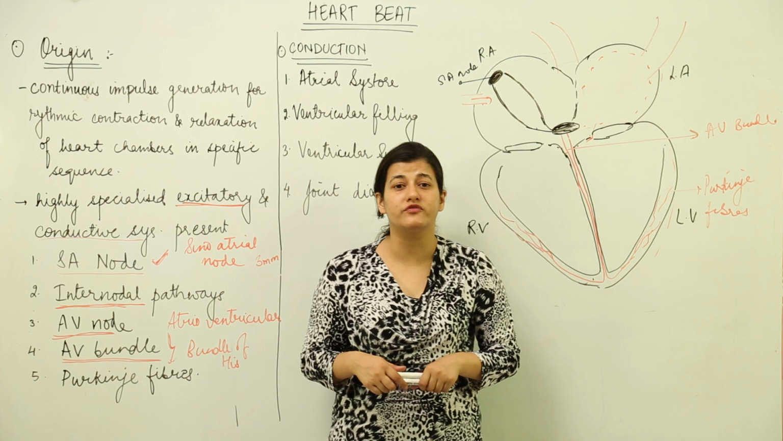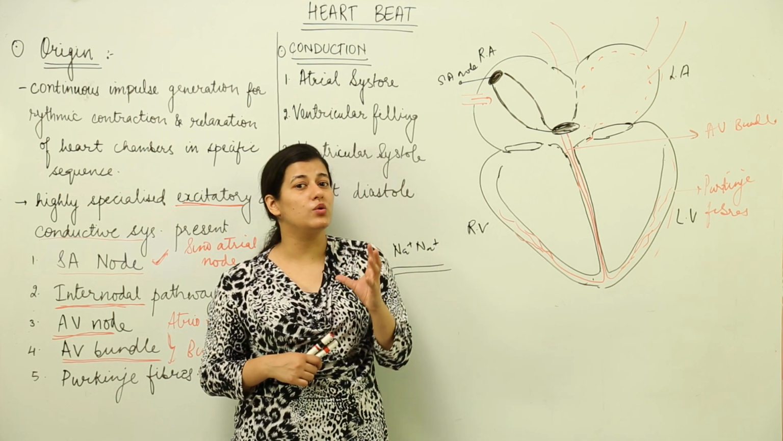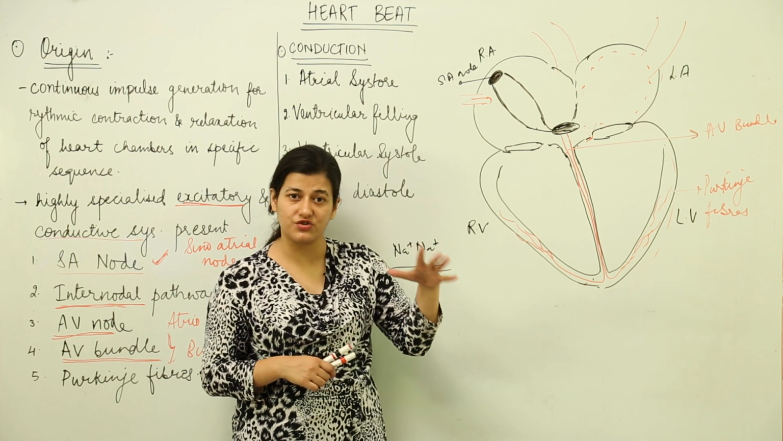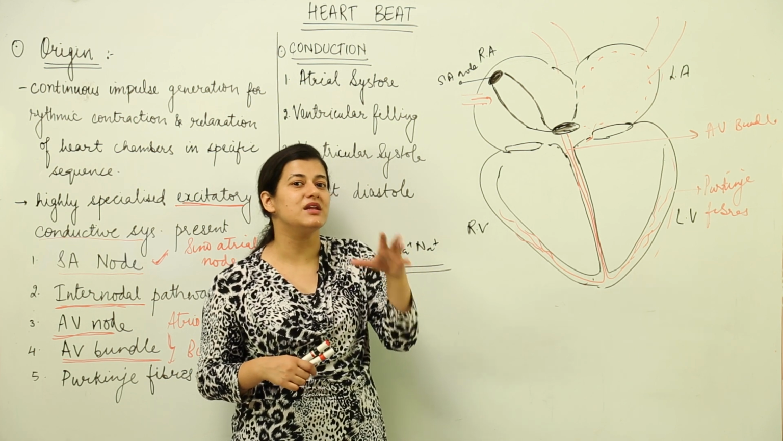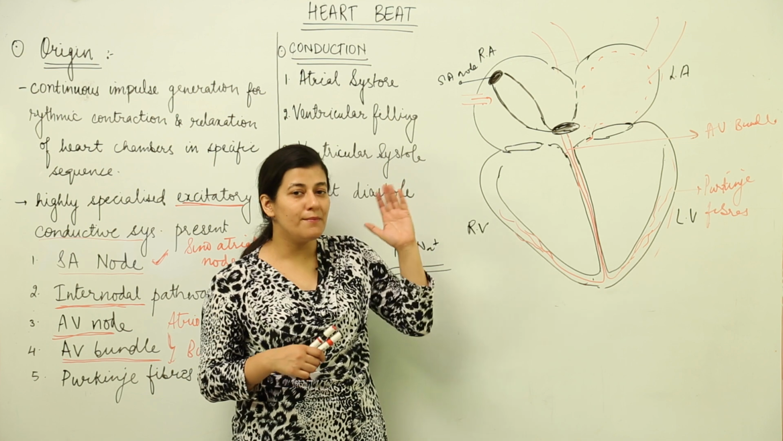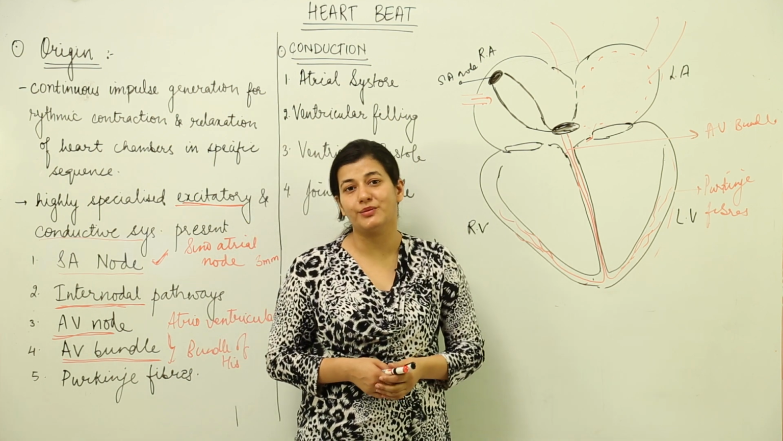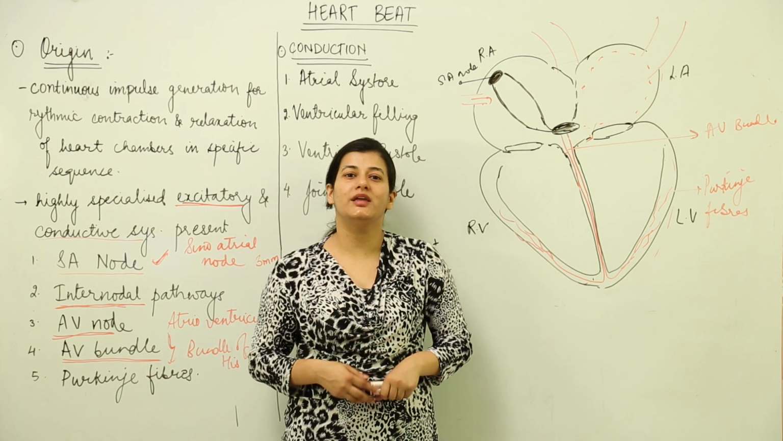And just one thing you have to remember, that the SA node is self-excitatory. It is the concentration of sodium ions in the extracellular fluid which plays an important role in beginning this contraction, and it does not depend upon the neural system for beginning the contraction.